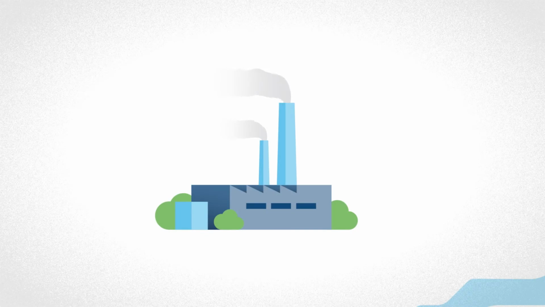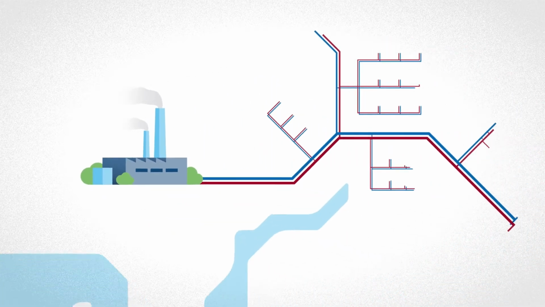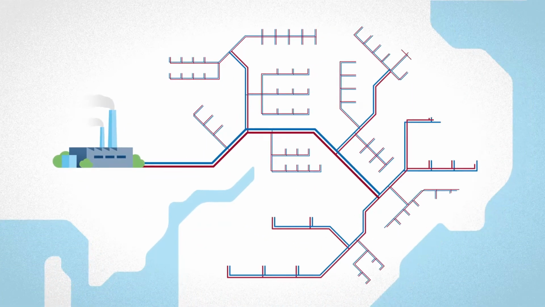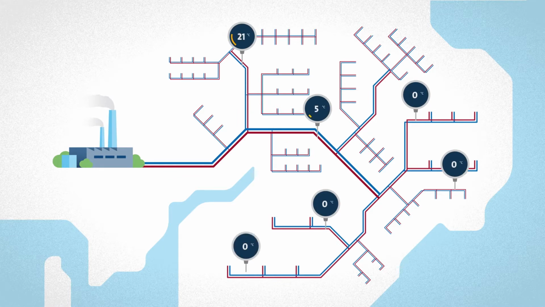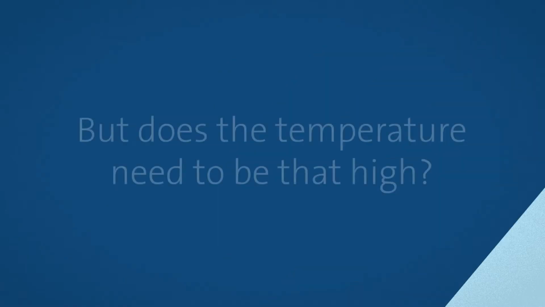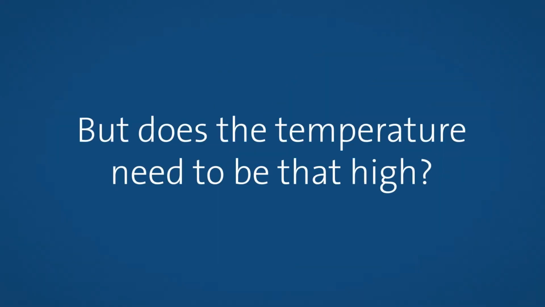As a manager of a district heating plant, you are responsible for reliable heating to an entire community. You make sure everyone receives a sufficiently high temperature of perhaps 80 to 90 degrees Celsius. But does the temperature need to be that high?